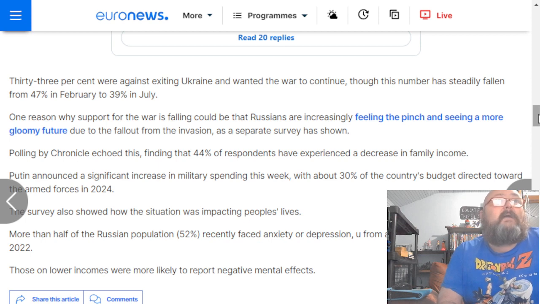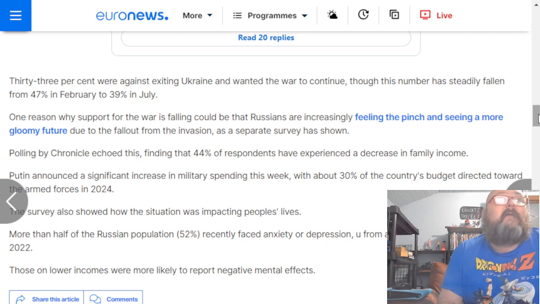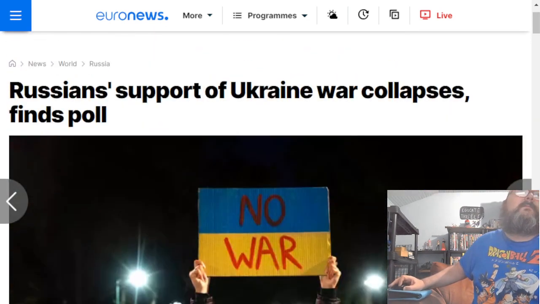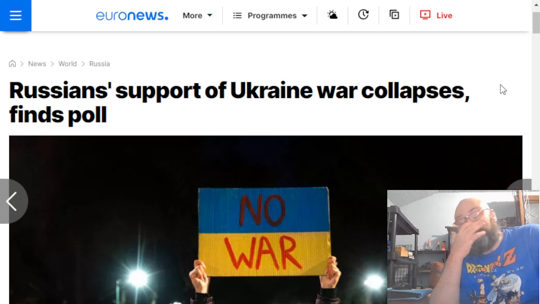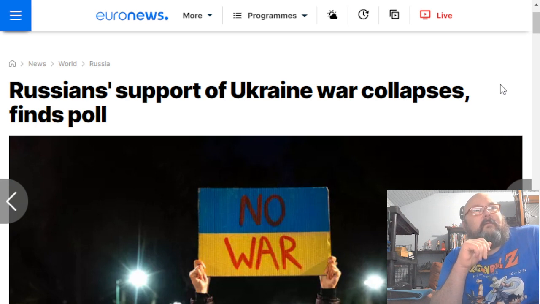Polling by Chronicle echoed this, finding that 44% of the respondents have experienced a decrease in family income. Yeah, it's affecting the average Russian. So, yeah, they're wanting out. They're like, just end the war. I mean, it's pretty clear. Putin has an opponent running against him this year. And so, yeah, it's interesting to see how the election will go.